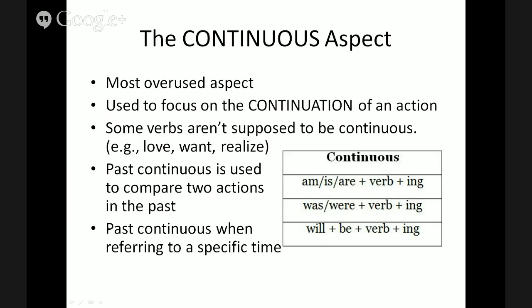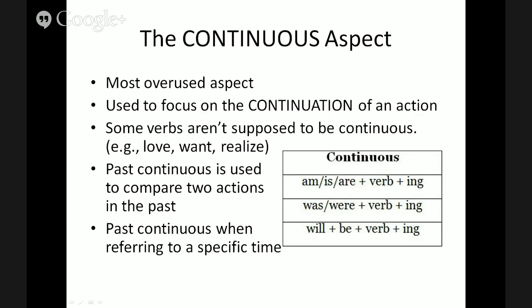In the continuous aspect, you create by using the be verb and then the ing form. So, I'm loving it. Actually not supposed to be like that. So McDonald's is not grammatical. And this is very common in our writing. We use it when the simple aspect or the perfect aspect actually is really the better choice. Now the reason we use continuous is because we want to focus on the continuation of an action. Where it gets its name.